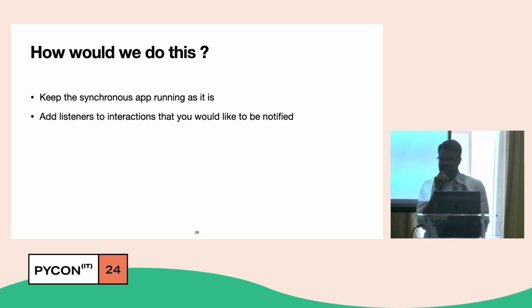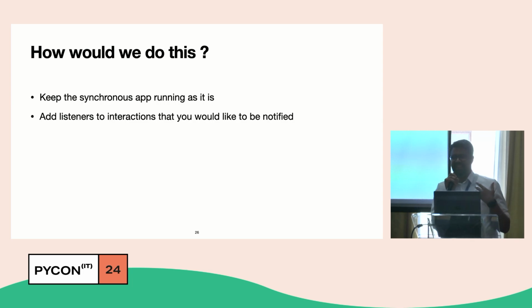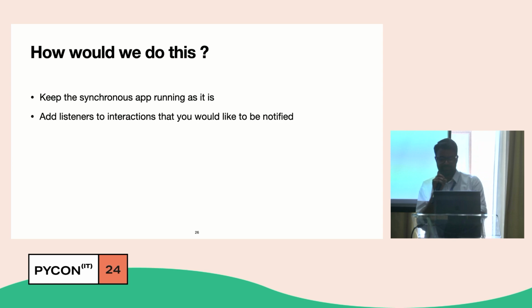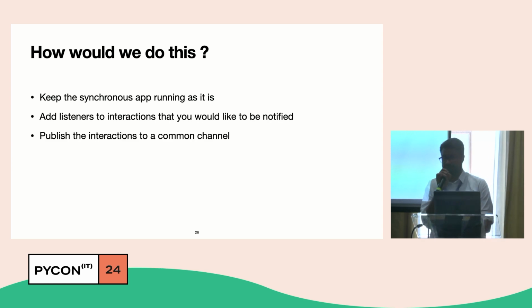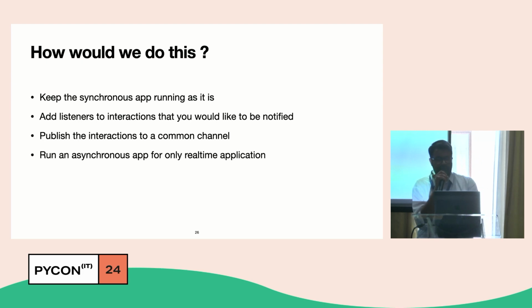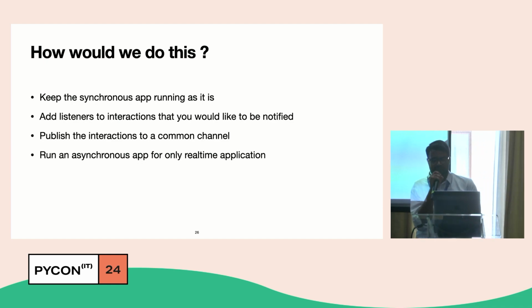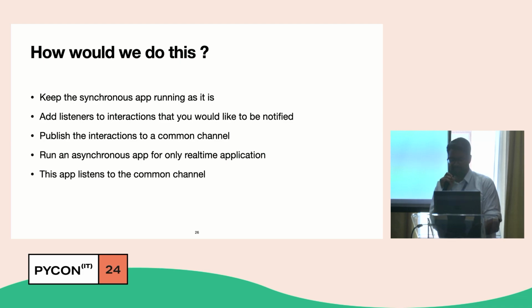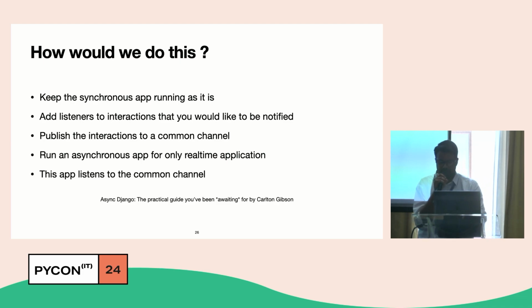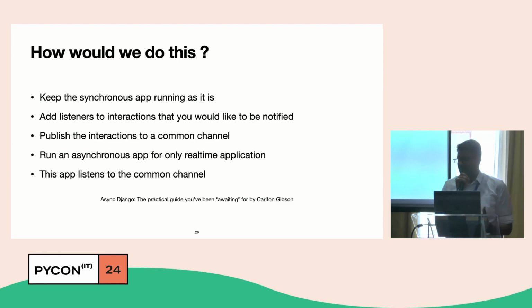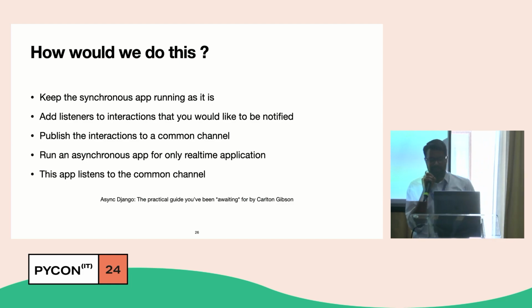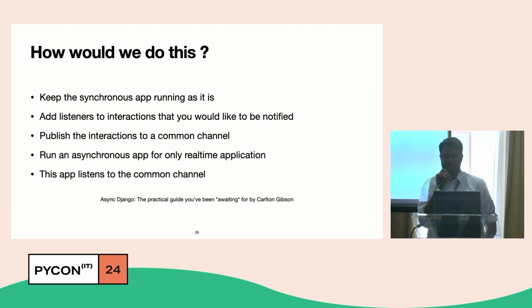Then you add listeners to the interactions. So wherever you need to notify the users, you add some kind of listener. You publish this to a common channel. I'll come to what a common channel is. And then you run your application asynchronously in a different app, which listens to this common channel. There is a really interesting talk about this concept by Carlton. I will point the links towards the end of my talk.